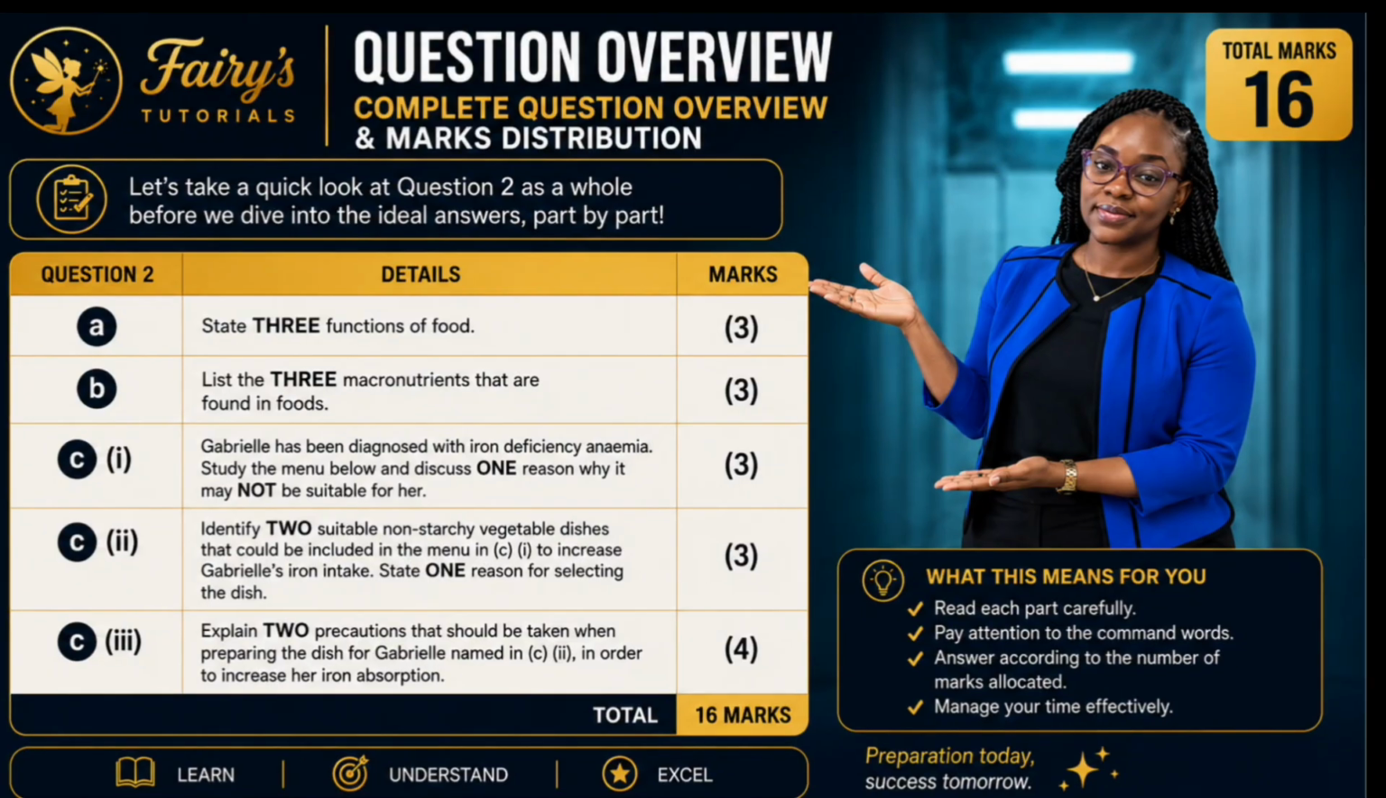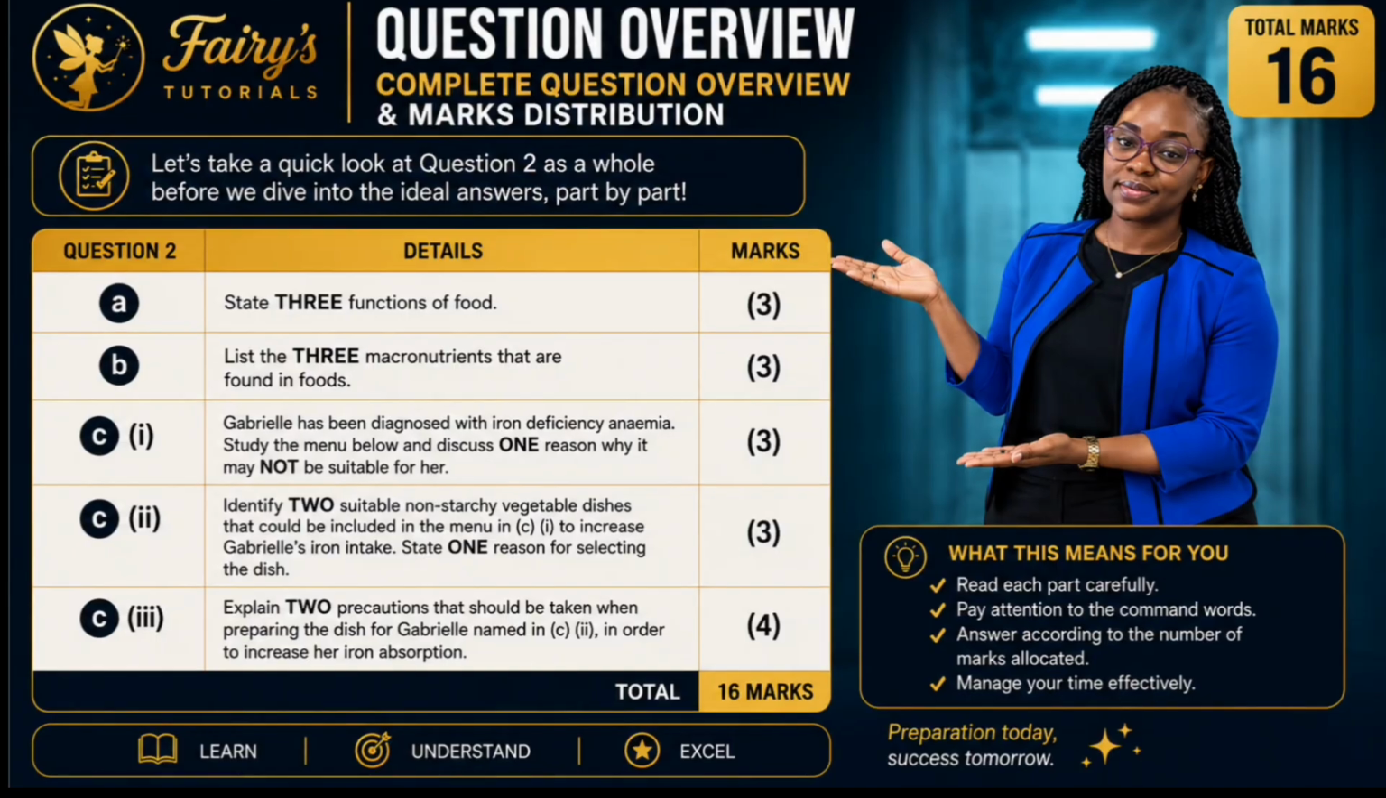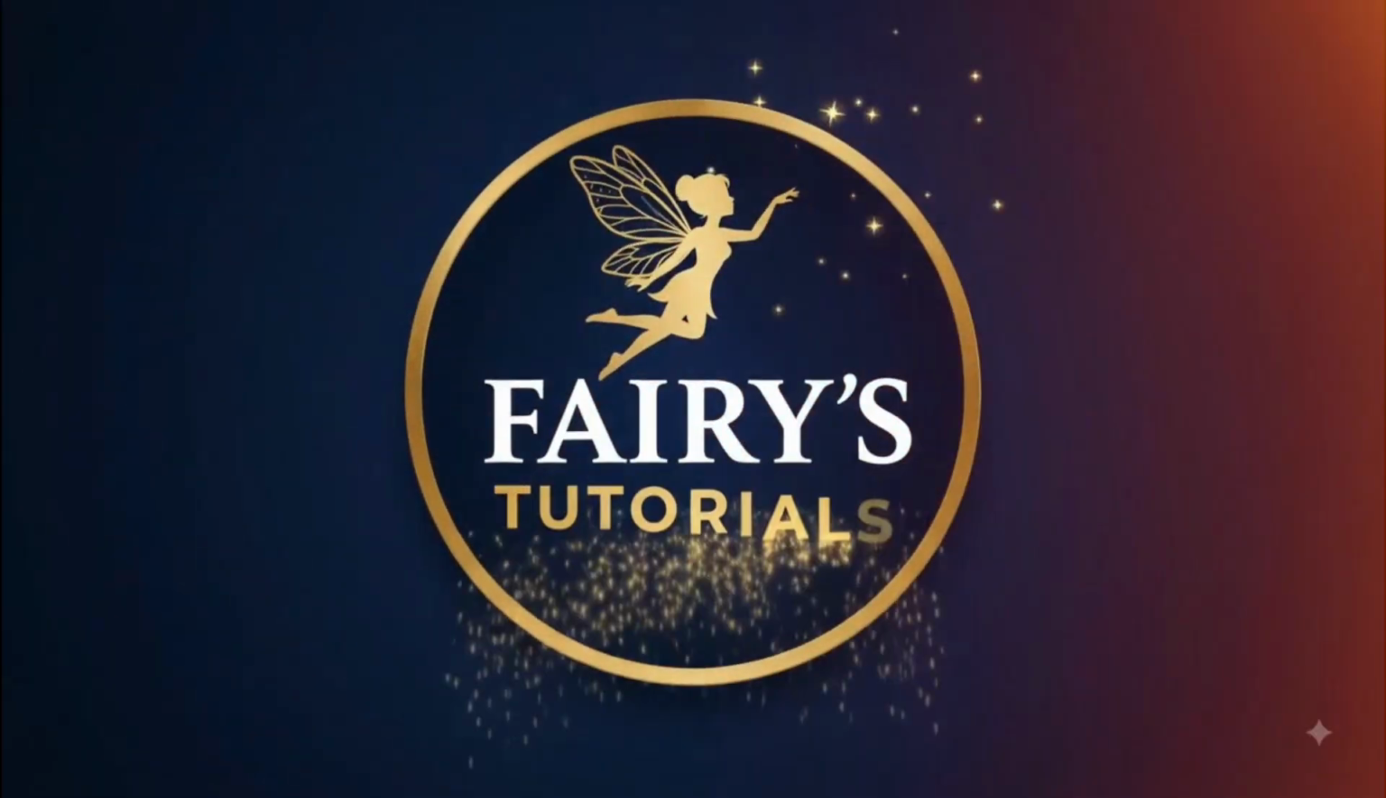Part C2, identify 2 suitable non-starchy vegetable dishes that could be included in the menu in C1 to increase Gabriel's iron intake. State 1 reason for selecting the dish, right? And that is worth 3 marks. Next part, explain 2 precautions that should be taken when preparing the dish for Gabriel named in C2 in order to increase her iron absorption, right? Now, this entire question is worth 16 marks, and as you can see there, you see the mark distribution.